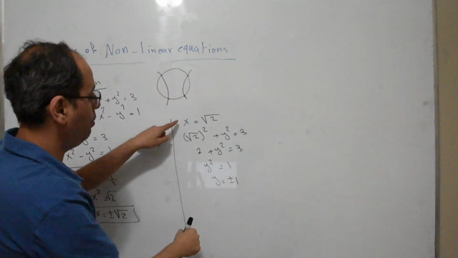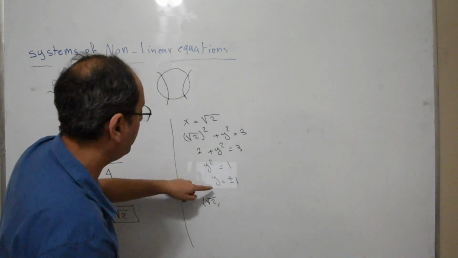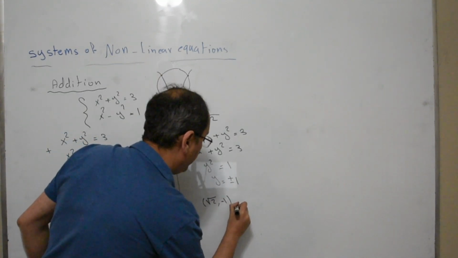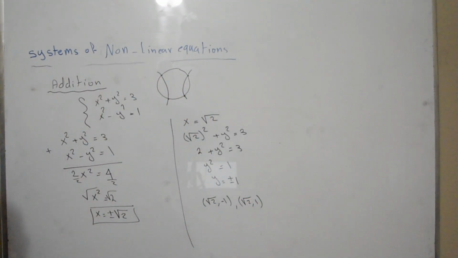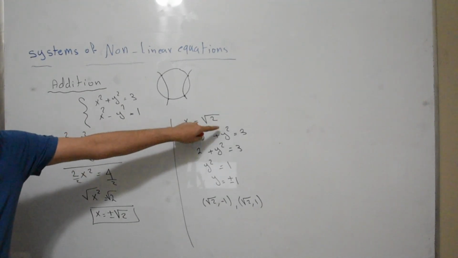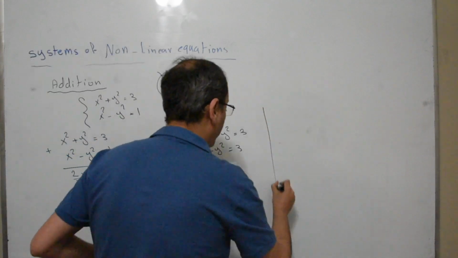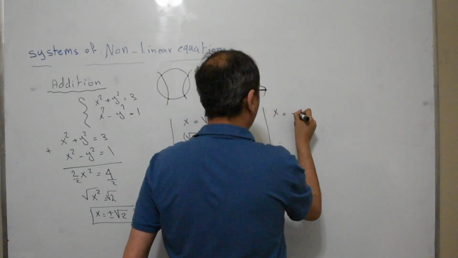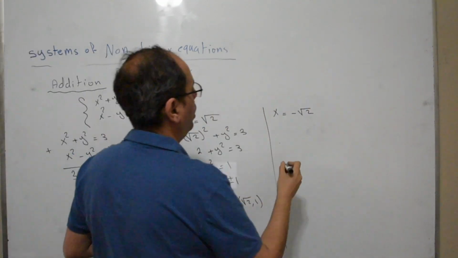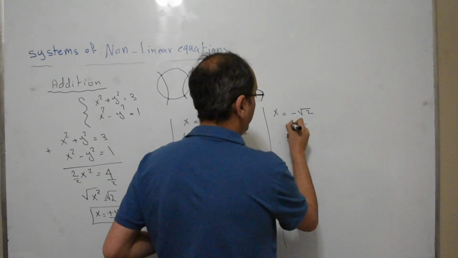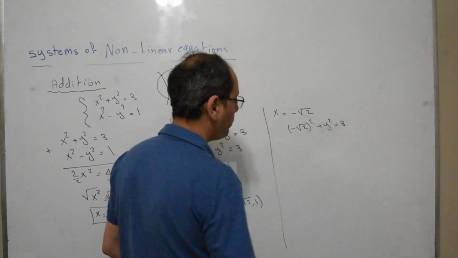So how many solutions do I have here? I have x is square root of 2, so I have root 2 and negative 1, and root 2 and positive 1. Okay? So this is when x is square root of 2. I still have x is negative square root of 2. So what if x equals negative square root of 2? Again, I'm going to substitute x here. So I have negative square root of 2 squared plus y squared equals how much? 3.